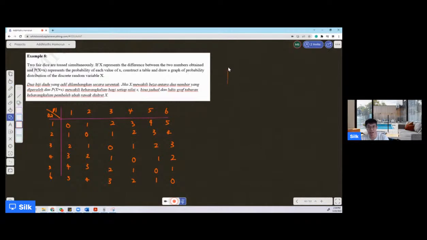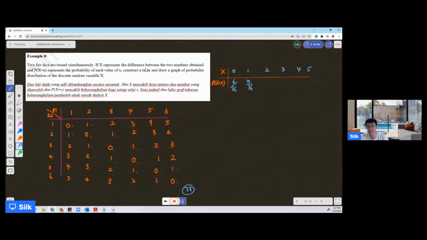Let's build a table now. So this is the x. This is the probability of x. So x can be 0, 1, 2, 3, 4, 5. In total, how many outcomes do you have? 6 times 6, total you got 36. How many 0? 1, 2, 3, 4, 5, 6. So 6 over 36. That is for the 0. Now look at the 1. 1, 2, 3, 4, 5, 6, 7, 8, 9, 10. This is 10 over 36.